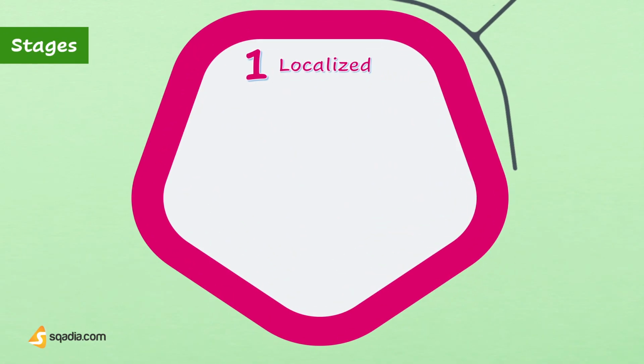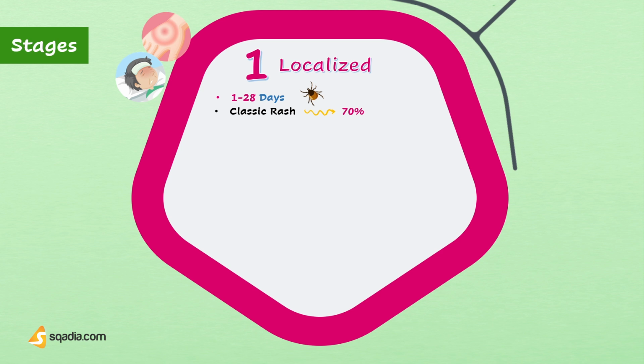Now, let's talk about stage 1. Stage 1 is basically early localized disease, and it may present with erythema migrans and low-grade fever. This stage usually occurs within 1 to 28 days following the tick bite. Now, erythema migrans is also known as the bullseye rash. And this classic rash is seen in 70% of the patients and may develop between 5 to 7 days following the tick bite. The uniform rash usually occurs at the site of the tick bite, and it may burn, it may itch, or it may even be asymptomatic.